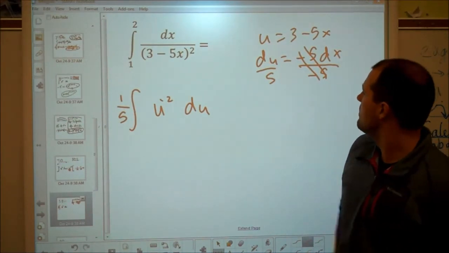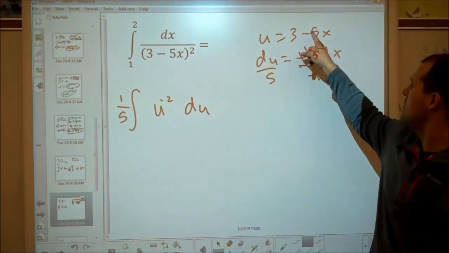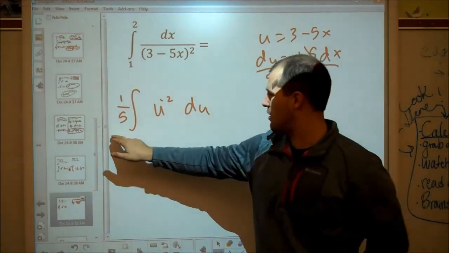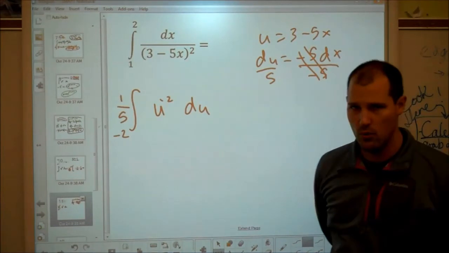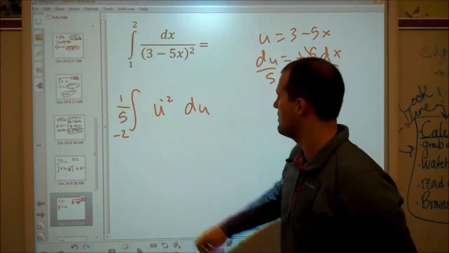Okay, we need to get our bounds. So plug in a 1 over here. 3 minus 5 times 1, I think that's negative 2. And 3 minus 5 times 2, okay, 5 times 2 is 10, so 3 minus 10 is negative 7.